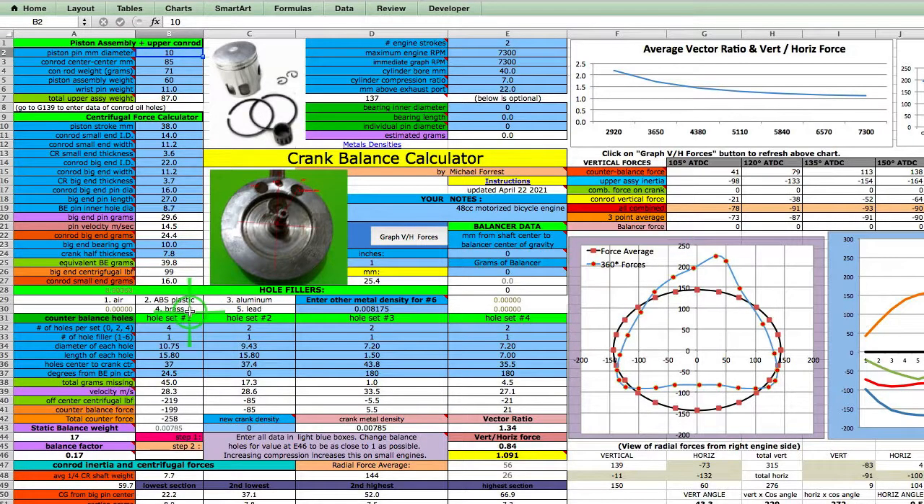So you enter in all the details that are described on the instructions page. And these columns out here are for the hole sets. For instance, these two are the same distance away from this center line. So even though there's four of them, they're considered one set. So you have four right here. And the filler is air, so number one is air, number two is plastic, three is aluminum, four is brass, five is lead, and if you have some other substance, you can enter the density right here.